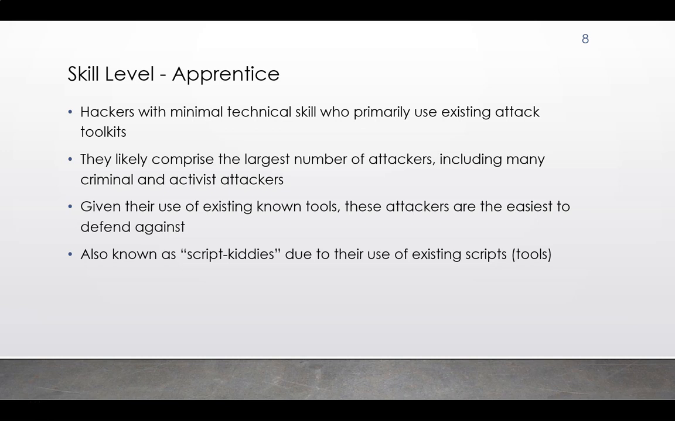First, apprentice. Hackers with minimal technical skill, who primarily use existing attack toolkits, fall into this level. They likely comprise the largest number of attackers, including many criminal and activist attackers. Given their use of existing known tools, these attackers become the easiest to defend against. Sometimes they're referred to as script kiddies due to their use of existing scripts.